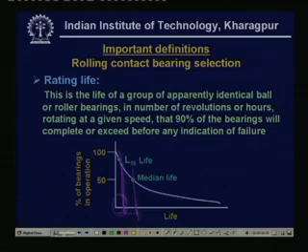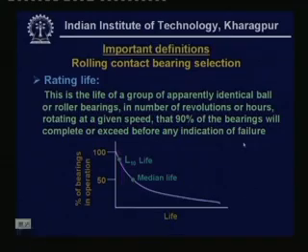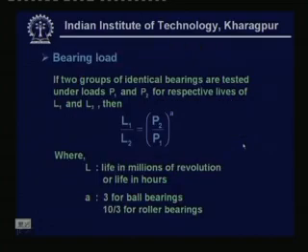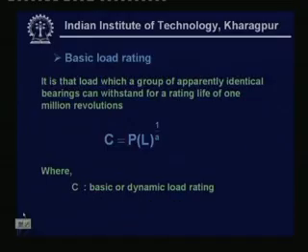selection of the bearings. Then we go for another definition, what is called bearing load. It has been seen that if two groups of identical bearings are tested under loads P1 and P2 for respective lives of L1 and L2, then an inverse relationship stands: L1 by L2 equals P2 by P1 to the power a, where L is the life of the bearing in millions of revolutions or in hours, and a is a constant which is 3 for ball bearing and 10 by 3 for roller bearing.